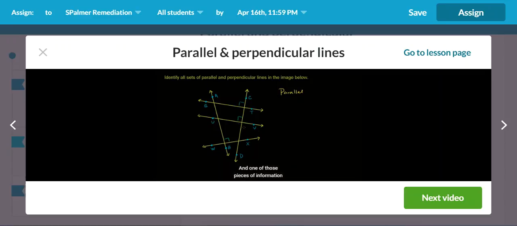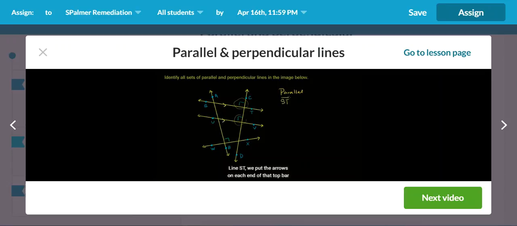And one of those pieces of information which they give right over here is that they show that line ST and line UV both intersect line CD at the exact same angle, at this angle right here. In particular, it's at a right angle. And if you have two lines that intersect a third line at the same angle, these are called corresponding angles, and they're the same. If you have two of these corresponding angles the same, then these two lines are parallel. So line ST is parallel to line UV, and we can write it like this.